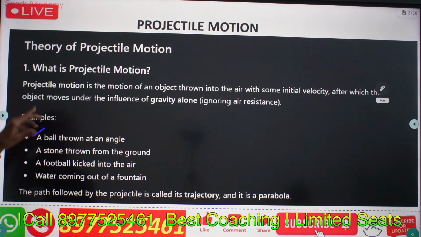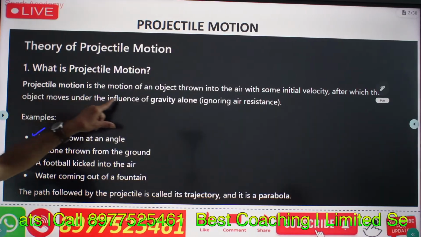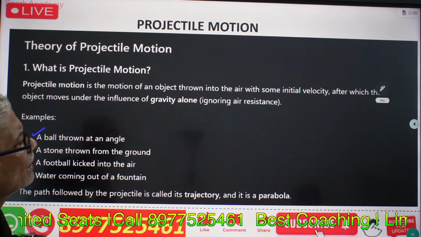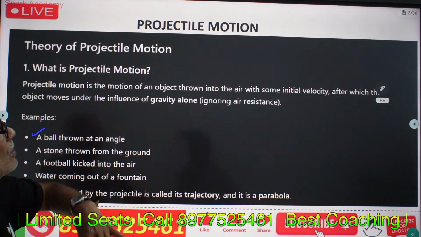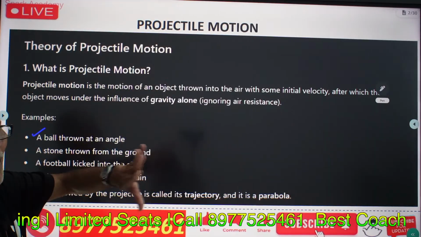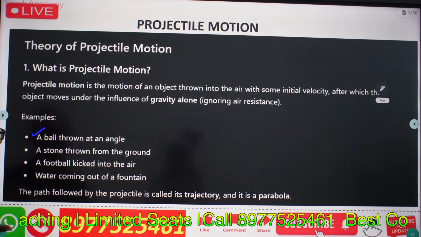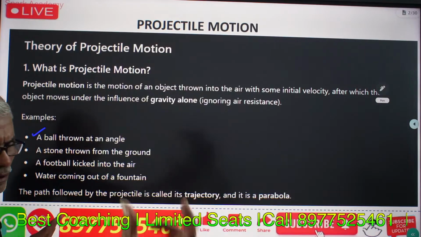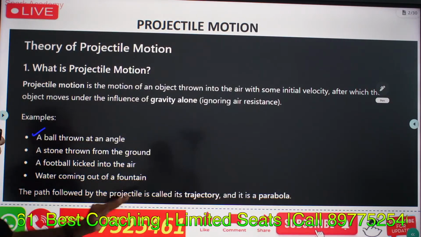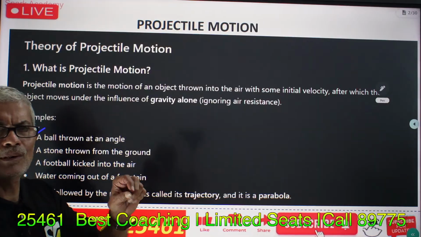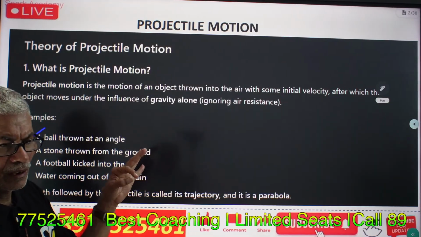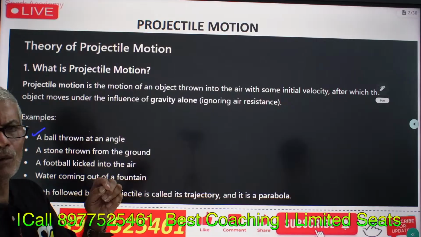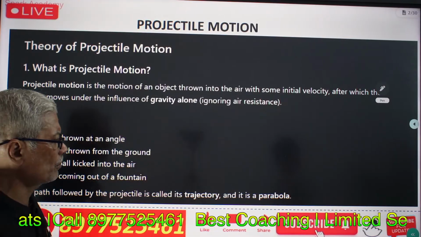So what is projectile motion? Projectile motion is the motion of an object thrown into the air with some initial velocity, after which the object moves under the influence of gravity. Of course, this is thrown at some angle. Here, a ball is thrown at some angle. If a football is kicked into the air, it will move in that path only. Water coming out from a fountain or from a tap, if you have carefully seen, comes out at speed and falls at some particular point in a parabolic fashion.